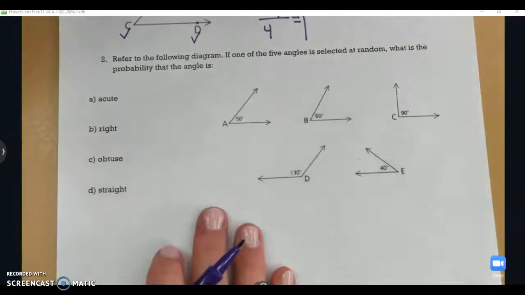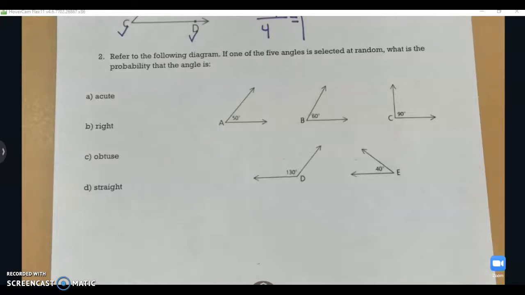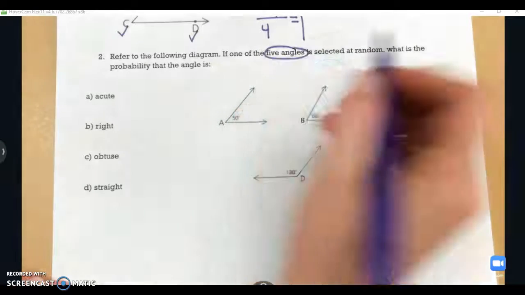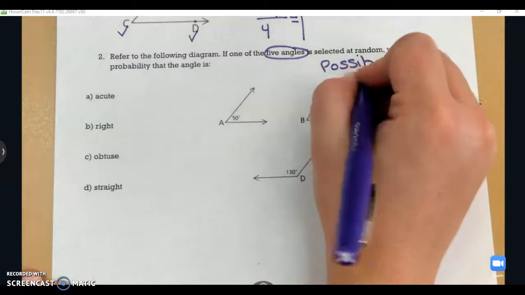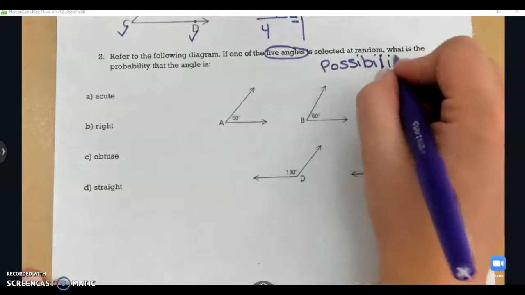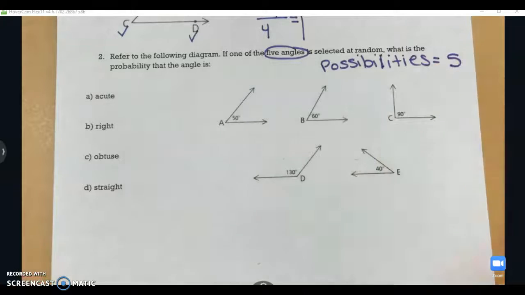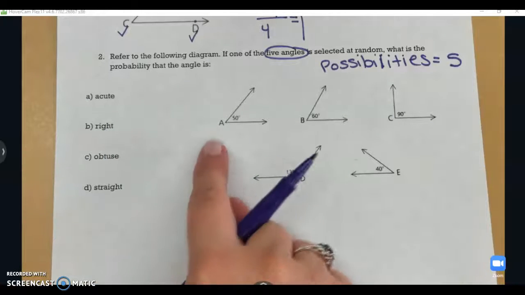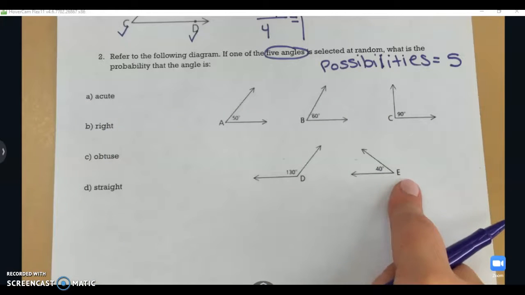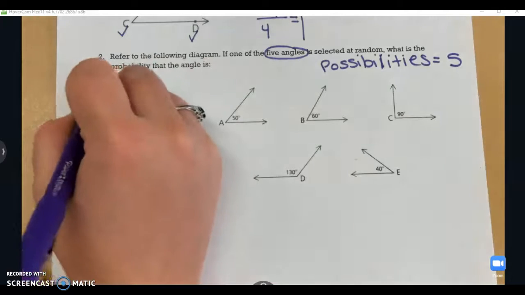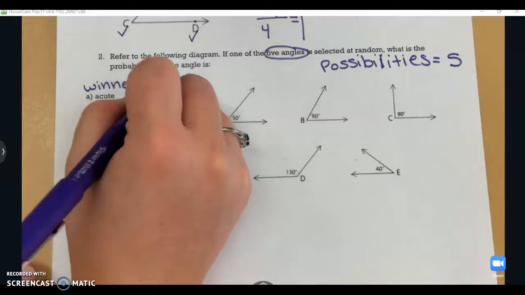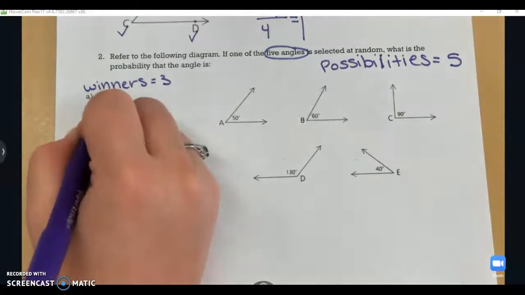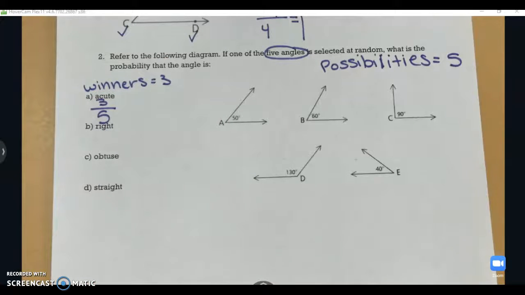On number 2, if one of the 5 angles is selected at random, what is the probability the angle is? So we've got 5 angles, so that is our possibilities. Sorry, that's a long word. Our possibilities is going to be 5 for all of these. So 1, acute. Remember, acute angles are less than 90 degrees. So how many of these are acute? Well, A, B, and E are all less than 90 degrees. So my winners for acute is going to be 3. So my probability is 3 winners out of 5 total possibilities.